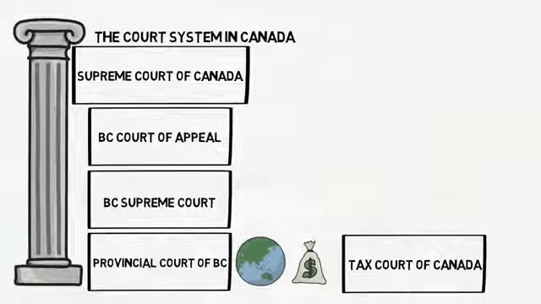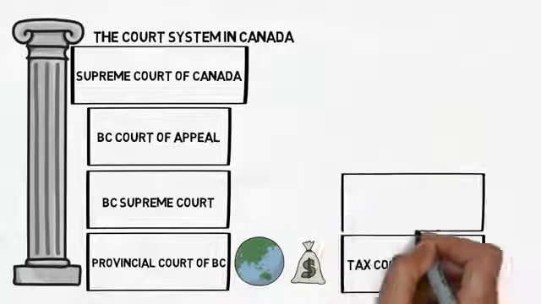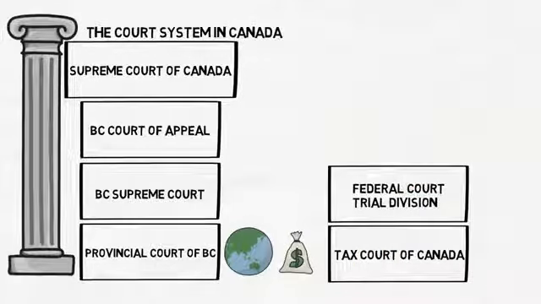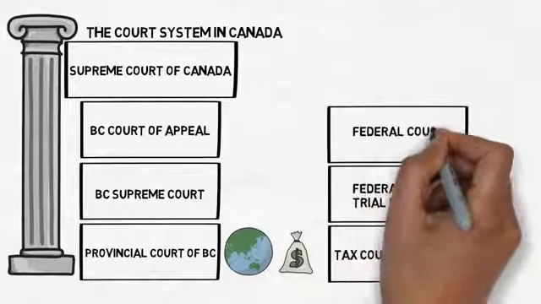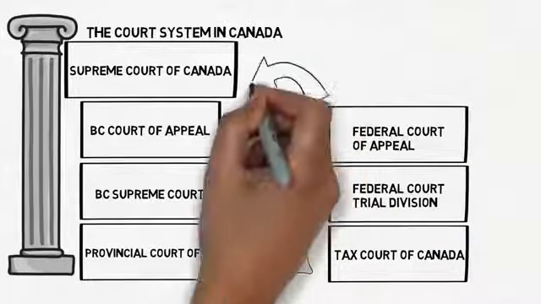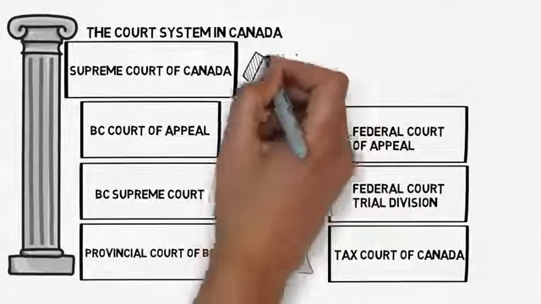Next, we have the Tax Court of Canada. Following that, we have the Federal Court Trial Division. This court deals with anything from patents to copyrights or any ocean or military issues. Following that, we have the Federal Court of Appeal. This is an appellate court that reviews the decisions of previous courts in the Federal Division.